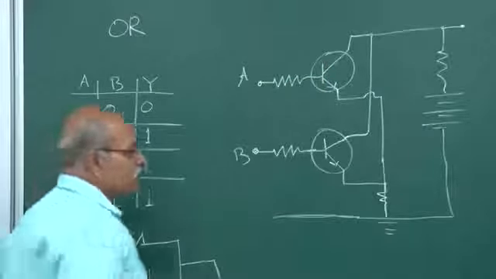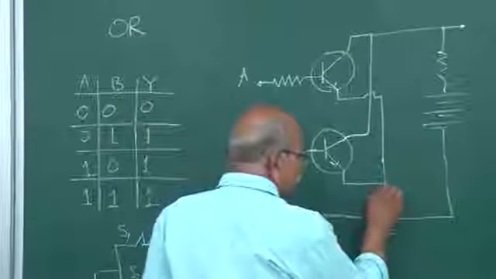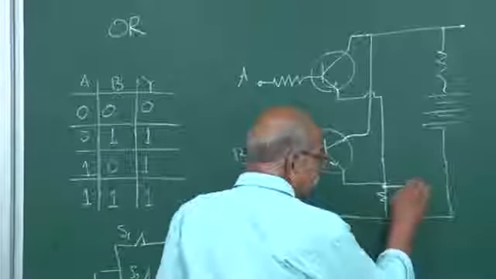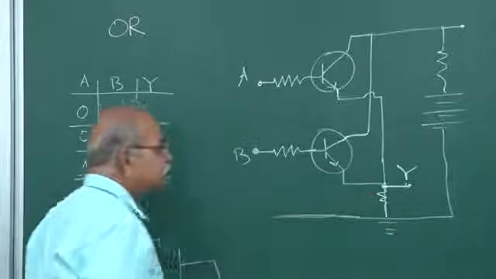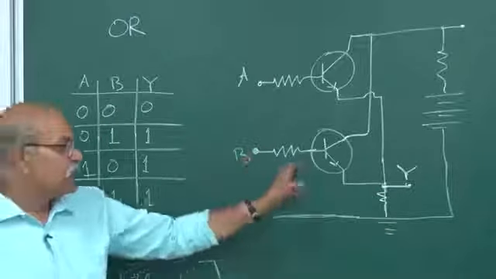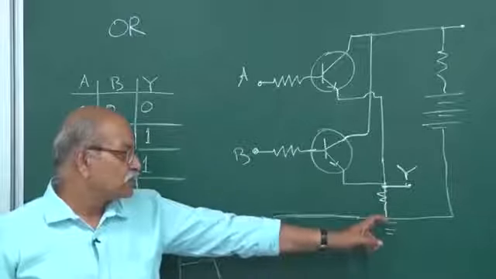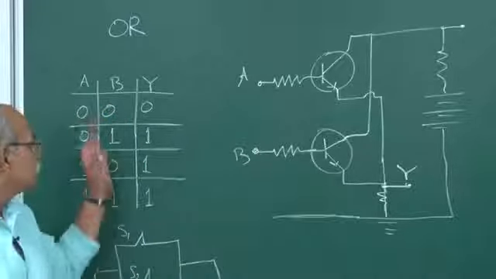So, once again I will take the output from here. This will be our Y. So, 0 0 will give me 0, no current. So, this is 0 potential. So, 0 0 is 0.